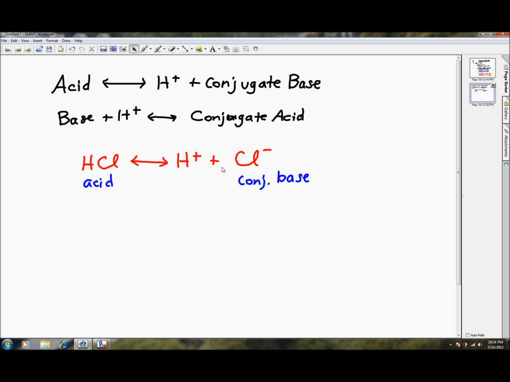So if you read one direction, you say, oh, this is an acid. If you read the other direction, you say, oh, this is accepting the H plus back, so that means it's a base. Okay, let's look at another example.